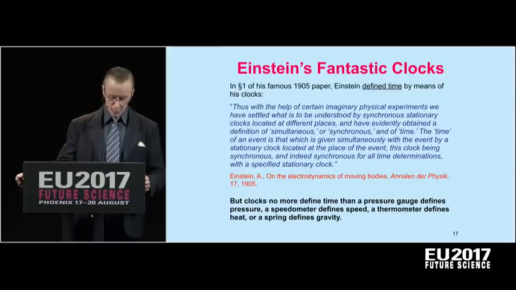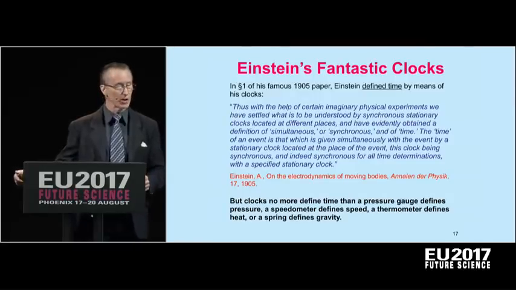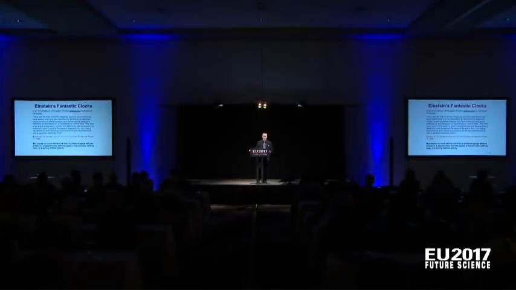Clocks no more define time than a pressure gauge defines pressure, a speedometer defines speed, a thermometer defines heat, or a spring defines gravity. Because if time is defined by a clock, well, all those other things must be defined by the measuring instruments. But measuring instruments are invented to do what? To measure something other than themselves. If a measuring instrument measures only itself, it's pretty hopeless. Einstein's clocks measure only themselves. He has dispensed with physics, something external to the measuring instrument, and defines time in terms of his clock. Now his fantastic clock can do whatever it likes, independent of any physical reality, and thereby warp stuff.